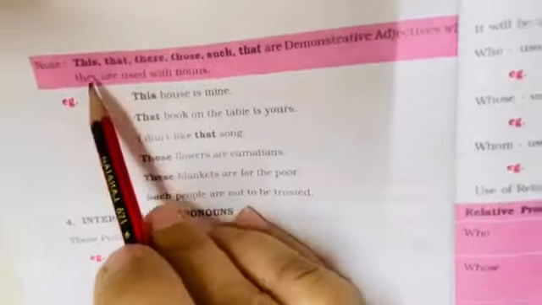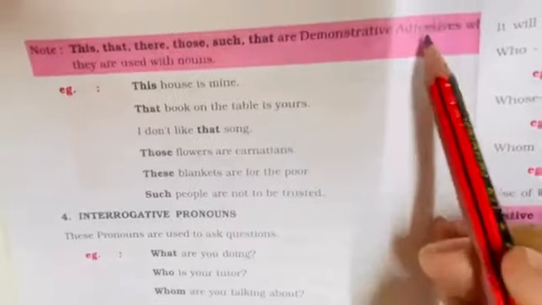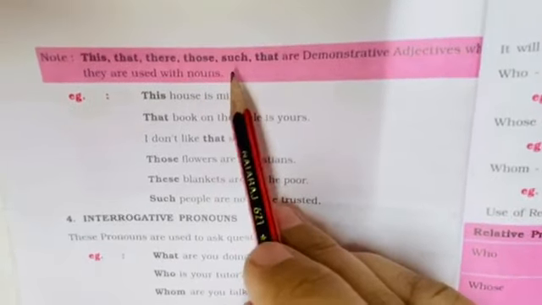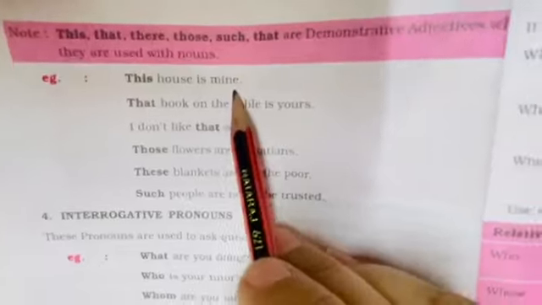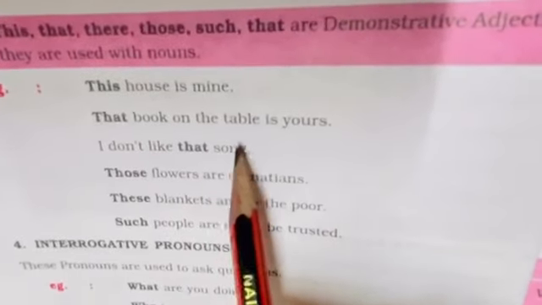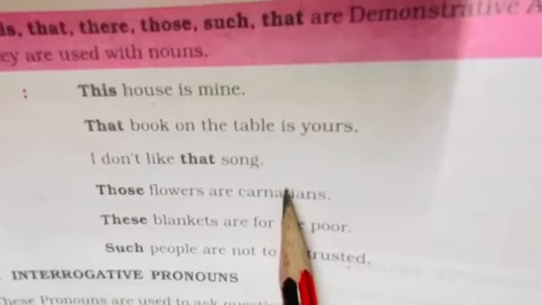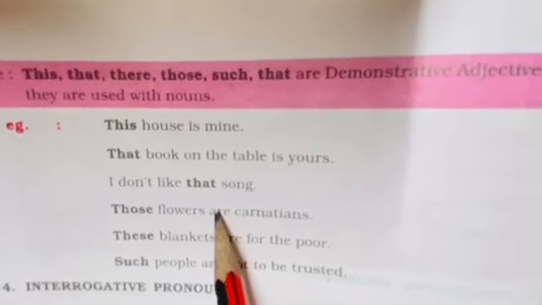Now you have to note that this, that, these, those, such are demonstrative adjectives when they are used with nouns. So remember, if they are used with nouns, they are demonstrative adjectives. Example, this house is mine. That book on the table is yours. I don't like that song. Those flowers are carnations. These blankets are for the poor. Such people are not to be trusted. So here again, remember that these words, if used with a noun, are demonstrative adjectives, not demonstrative pronouns.